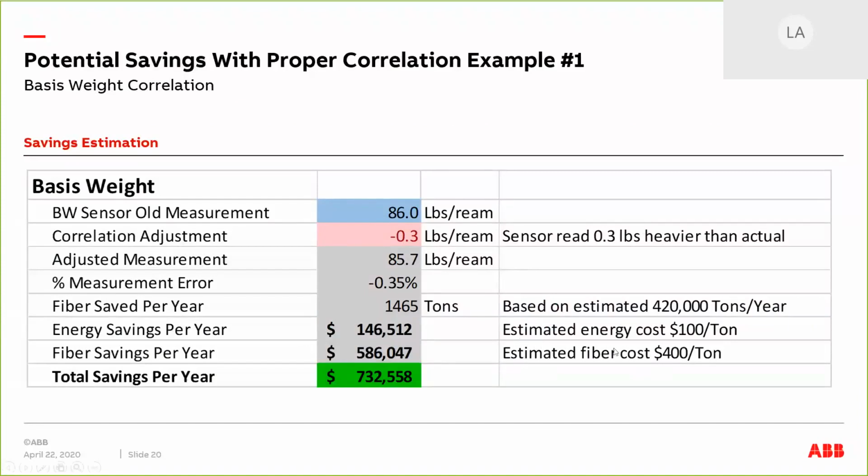Now, I use some industry constants for the pricing. Of course, for your mill, you can do some calculation based on your individual situation. So I just use some averages. Just by the 0.3 of a pound basis weight error, you can be looking at over $700,000 of savings. This means you really wasted some energy and fiber that you could have saved if your basis weight was measuring correctly.